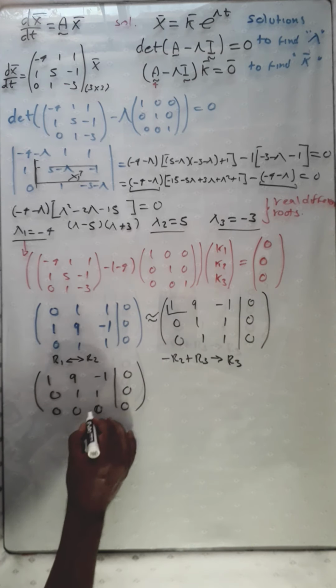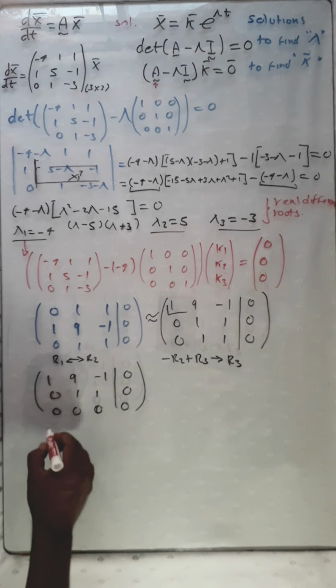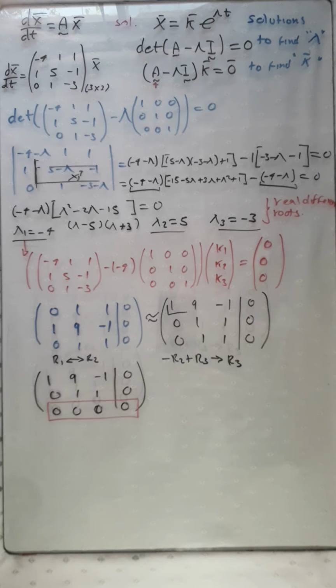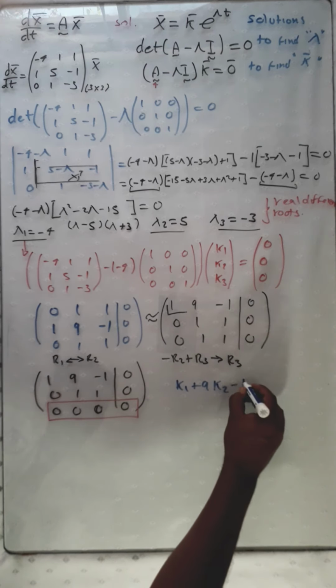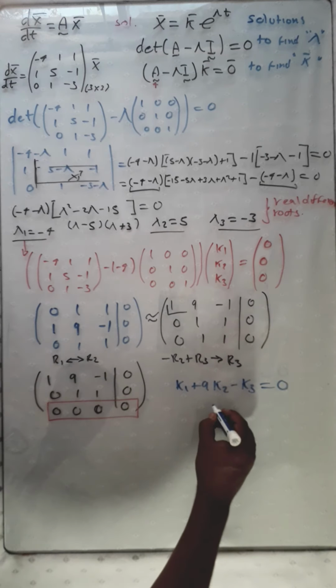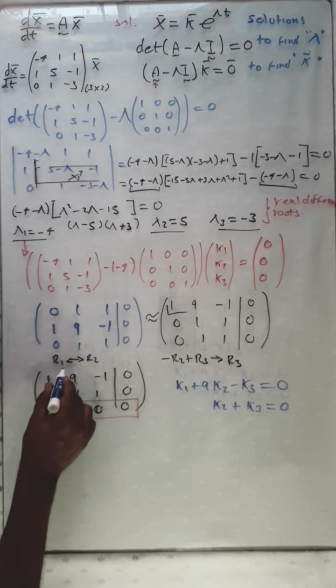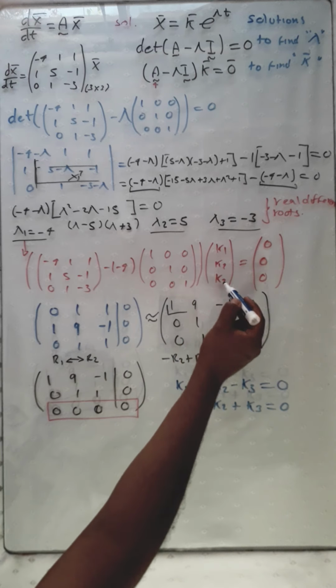Now, again, just as I said before in the previous video, this should happen. If this doesn't happen, then you did something wrong. This should always happen. Okay, now, what are the equations? The equations left are k1 plus 9k2 minus k3 equals 0. And then k2 plus k3 equals 0. Now, each column is the values of k1, k2, and k3 from here.